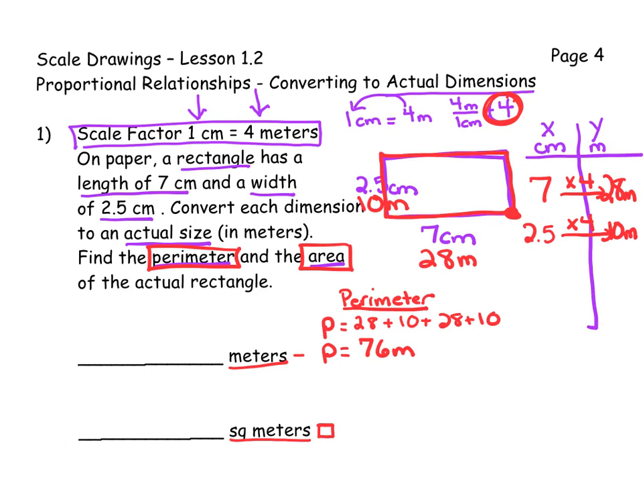Now let's calculate the area. For area, since this is a rectangle, we're going to use the formula area equals base times height. Well, in this case, our base measurement is 28 meters times a height of 10. Take a moment and multiply. You should have gotten 280 square meters.